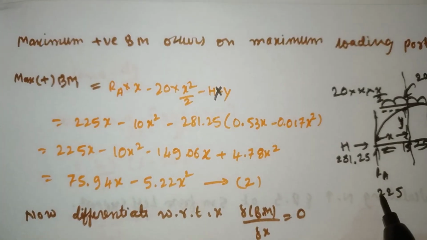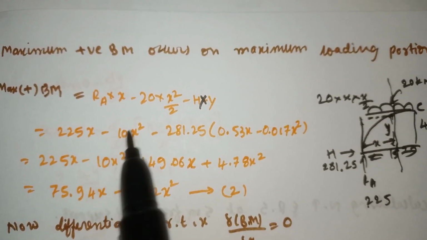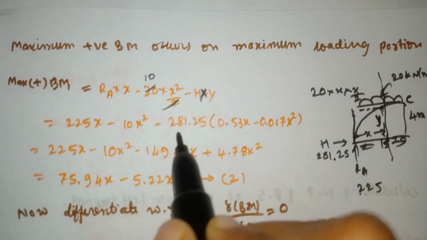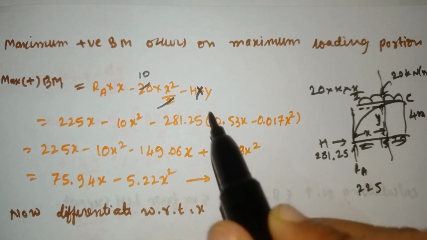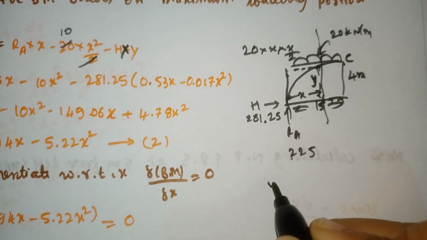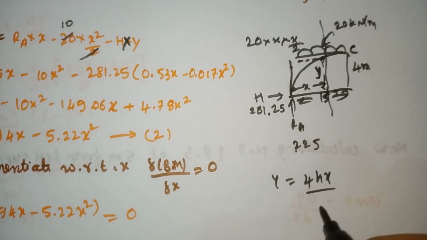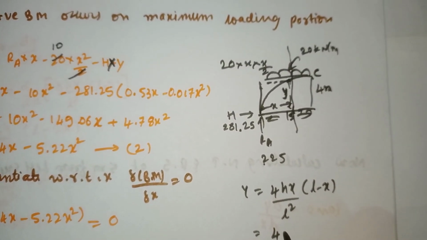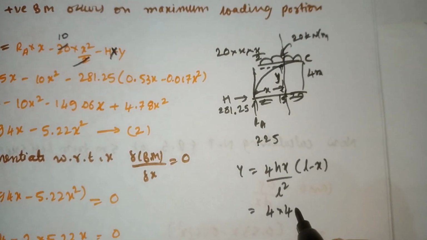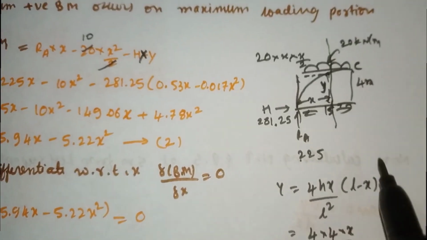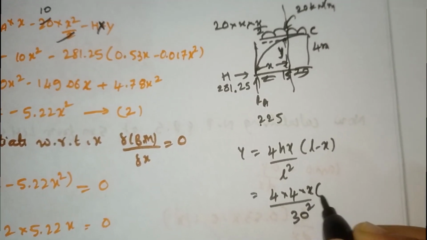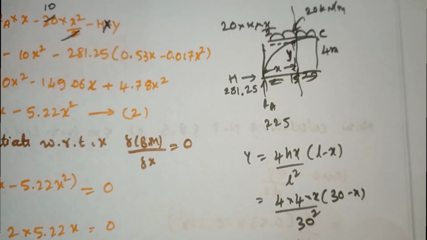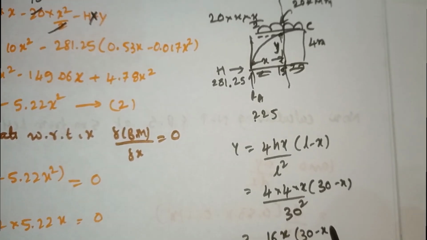The RA value we got was 225 into x, minus 10 x square, since I divided 20 by 2, minus our H value 281.25 into y. For y, we have the formula 4hx divided by L square into (L minus x). Here h is 4, x stays as it is, and L, our span, is 30. So simplify: 4 into 4 is 16x divided by 30 square into (30 minus x).